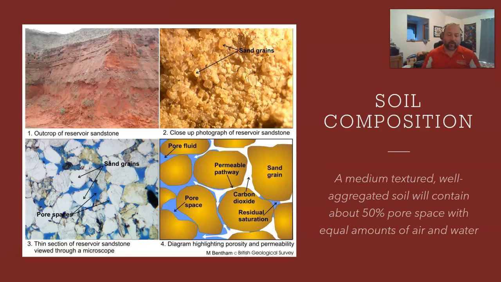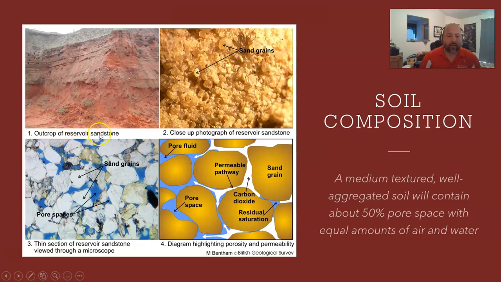In a perfect world, those 4 parts are 5% organic matter, 45% minerals, and then 50% is air and water. And if we're talking about the most perfect soil, because your book does that a couple times, a medium textured, well aggregated soil should contain about 50% pore space with equal amounts air and water. So, in our perfect world, every piece of our soil is 45% minerals, 5% organic matter, 25% air, and 25% water.